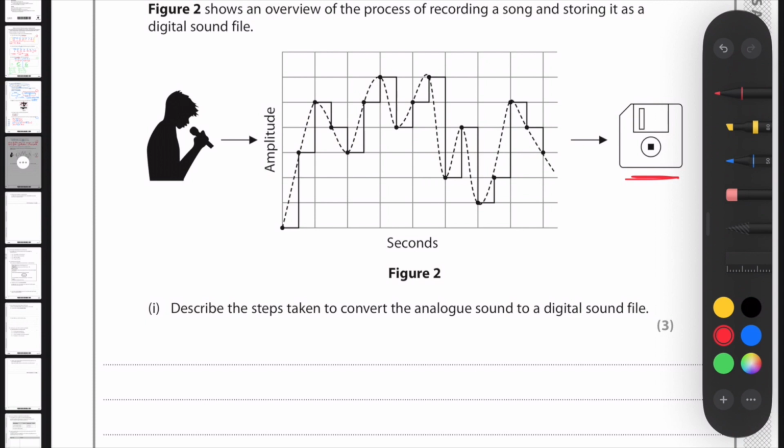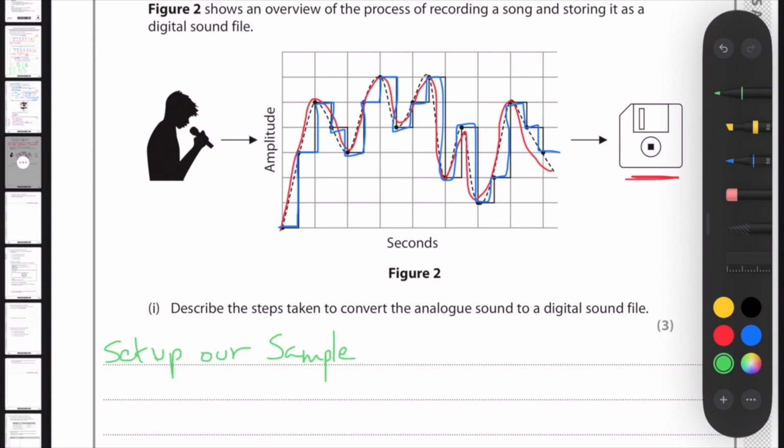Okay, so as you can see here, we've got a line that's running like this. This is our analog sound. But then we've got obviously these steps, which is converting it into digital sound. So what do we need to do? Describe the steps taken to convert the analog sound into digital sound. Well, first of all, we've got to set up our sample rate. What rate we're going to use, and what is the bit depth for the sound.